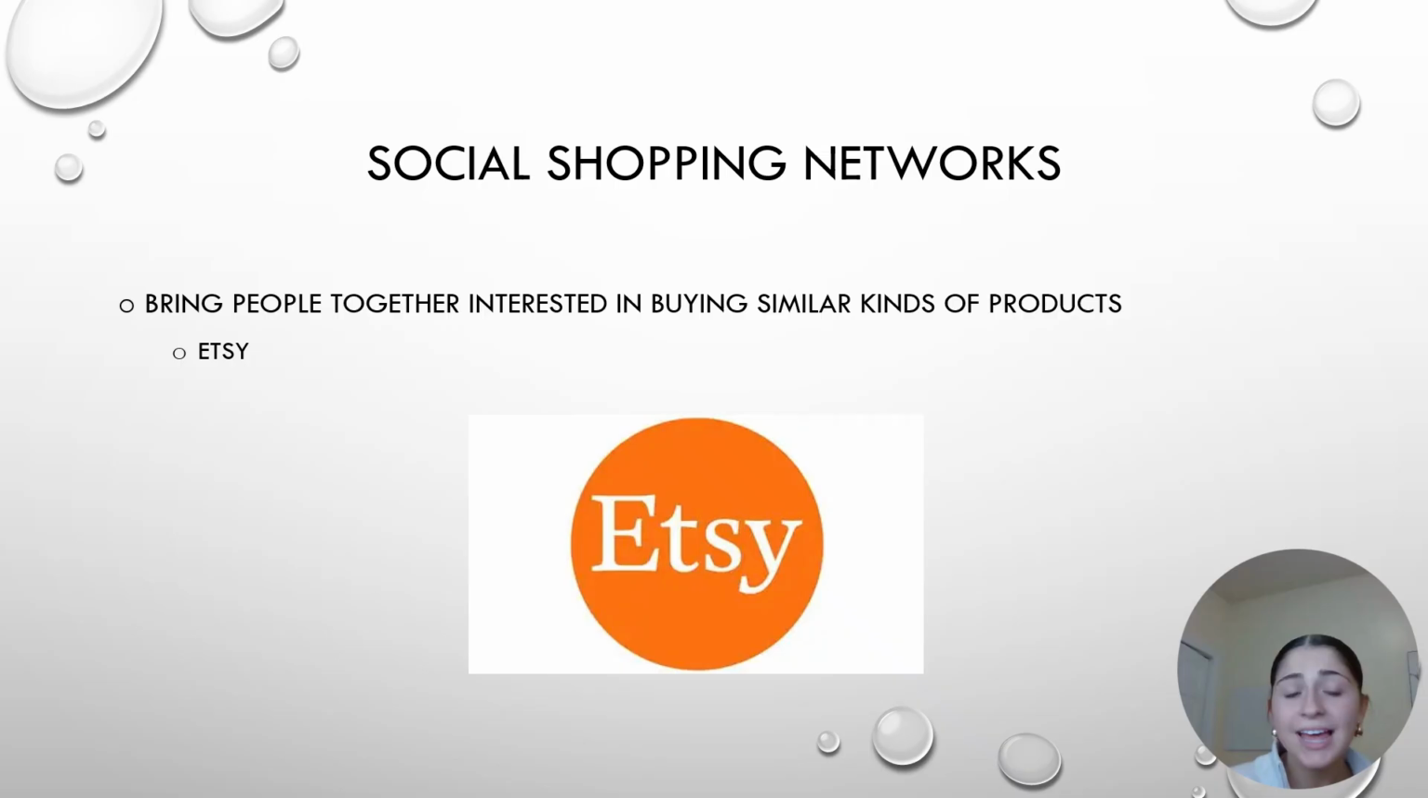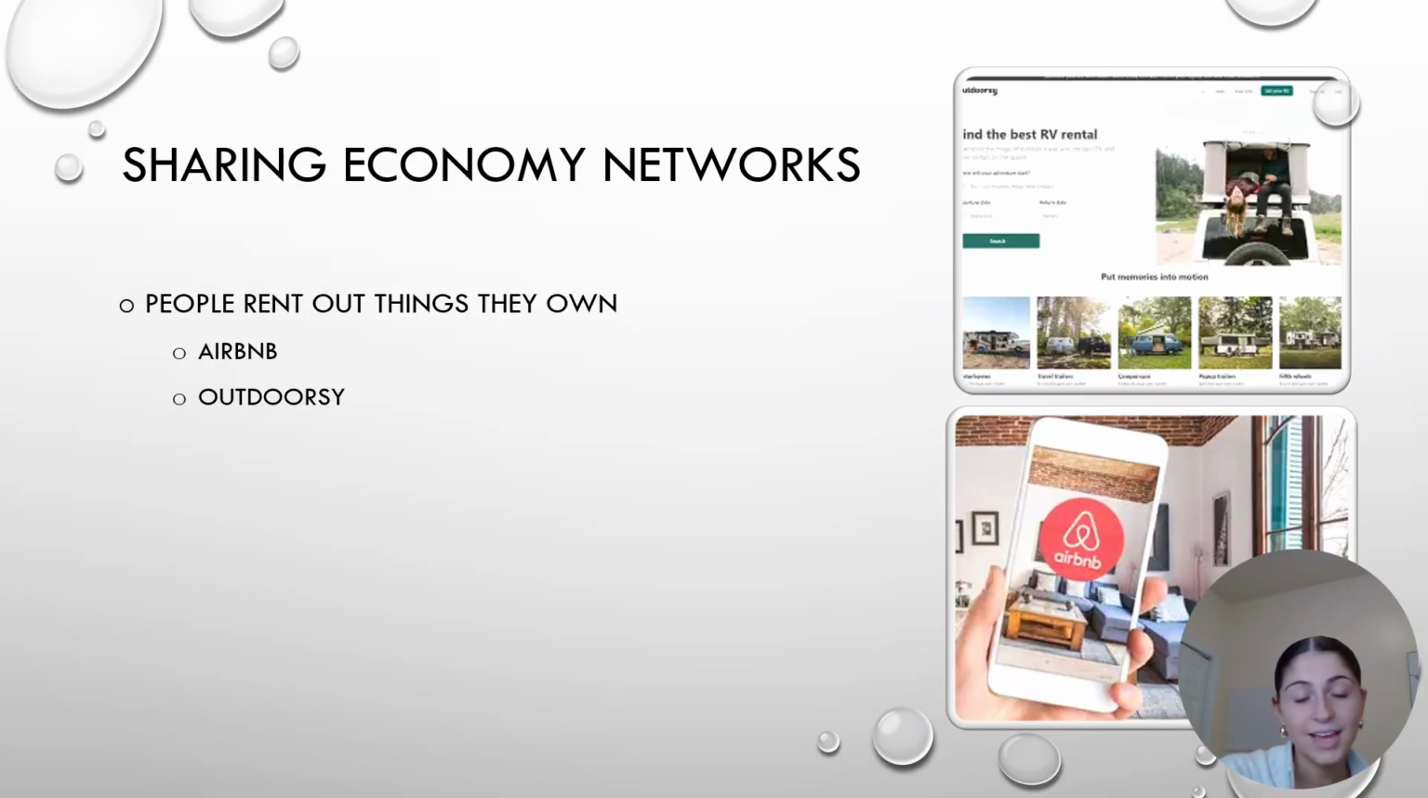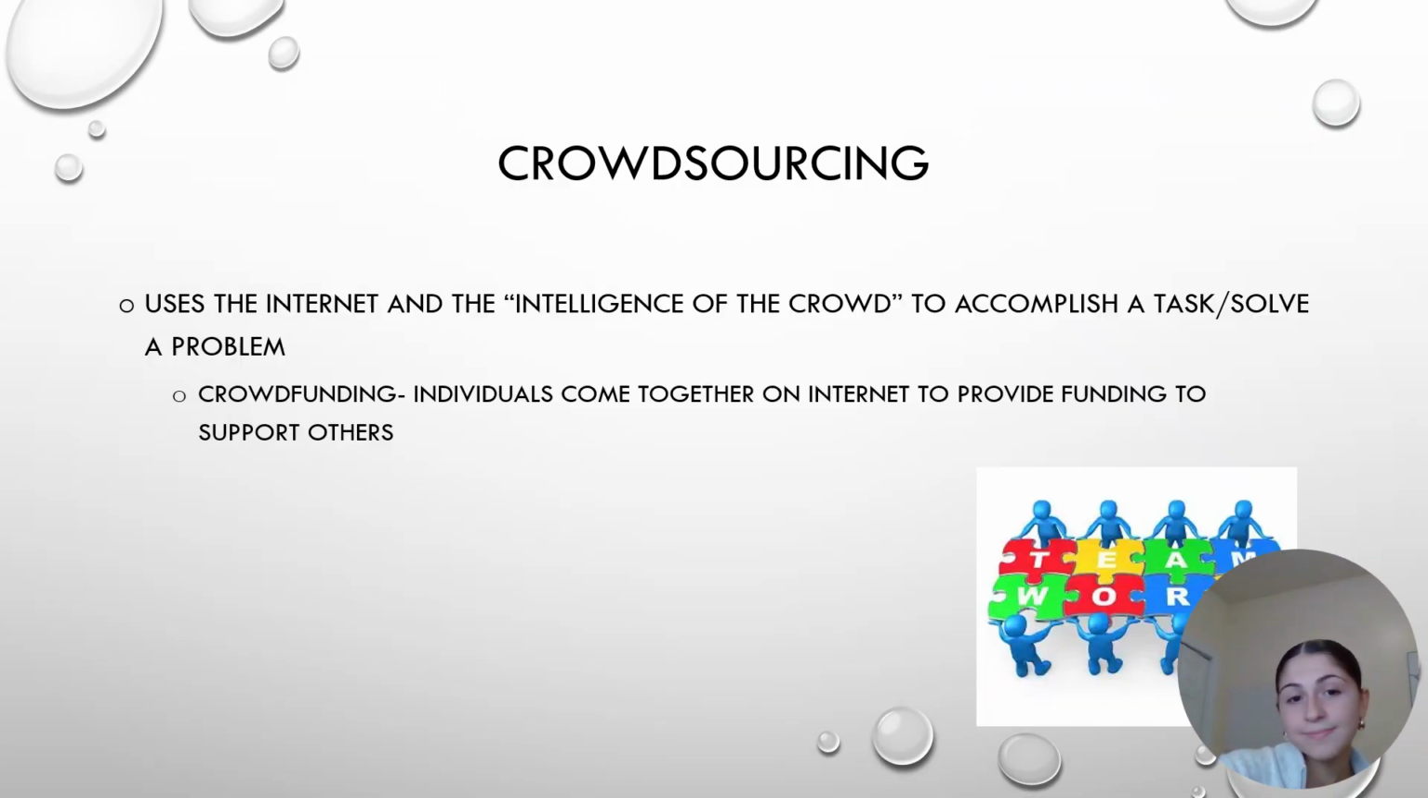Social shopping networks bring people together interested in buying similar kinds of products. Example, Etsy. Internet-based networks are targeted to a particular audience and subject. And lastly, sharing economy networks. People rent out things that they own. Airbnb and Outdoorsy are two examples.